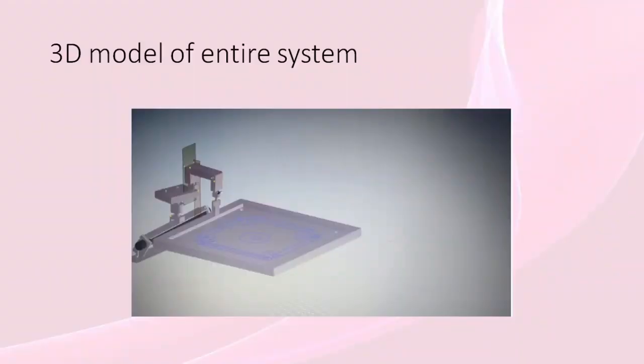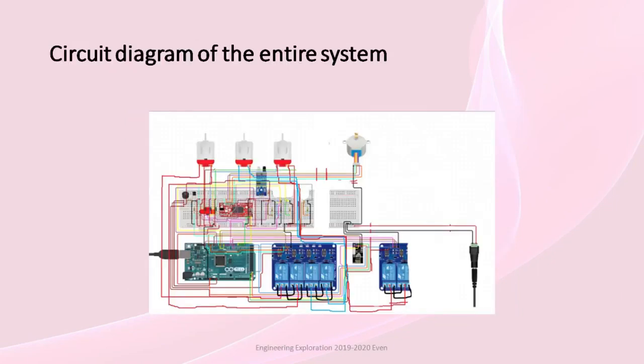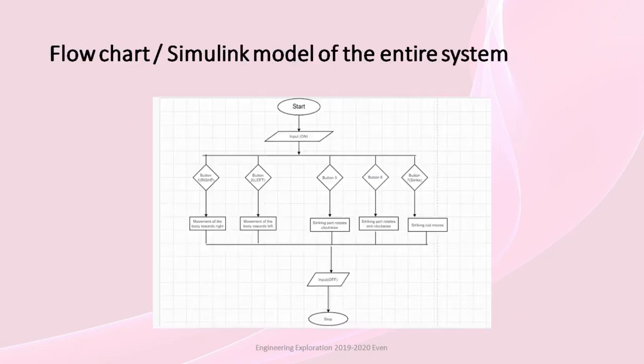So the next process was the circuit diagram. We had a 3D model of our entire system. So here is the look of our circuit diagram. And the next process was the flowchart. This is a rough code where we can see our app.